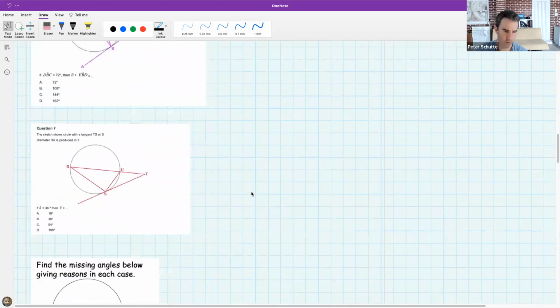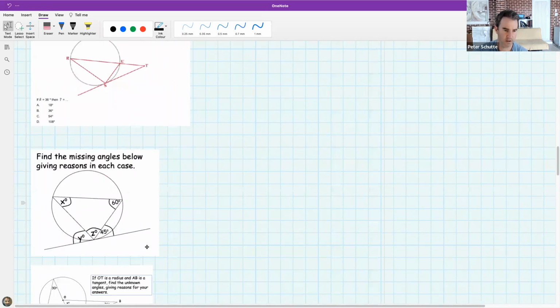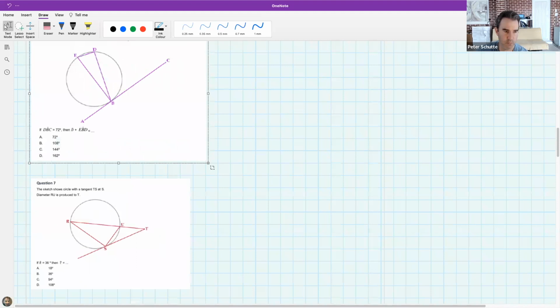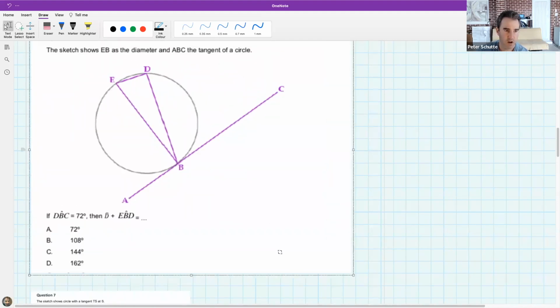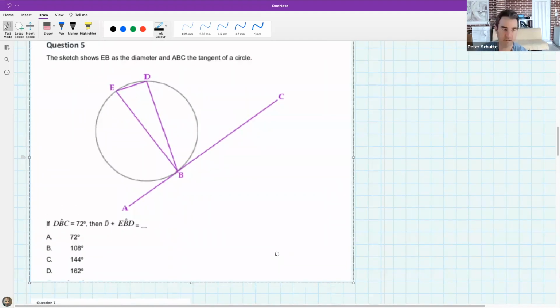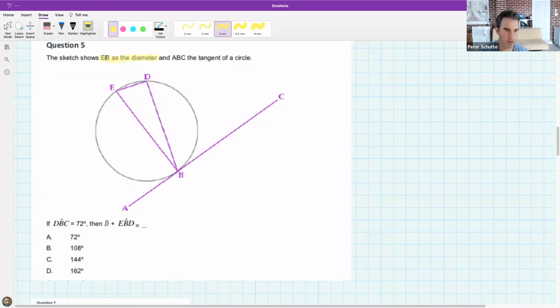Let us go to a quick little one. I think we did this one in the last lesson already, so we have done this one. So let's go to this one, which is a bit more interesting. Okay, so the sketch shows EB as the diameter. So EB is the diameter. And ABC is a tangent of the circle. So there is ABC.